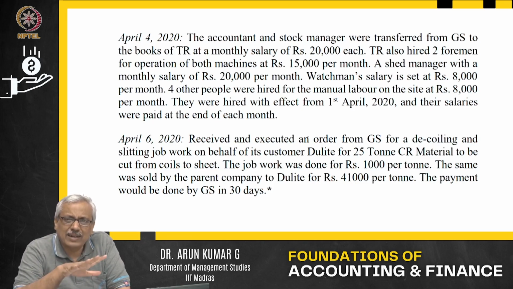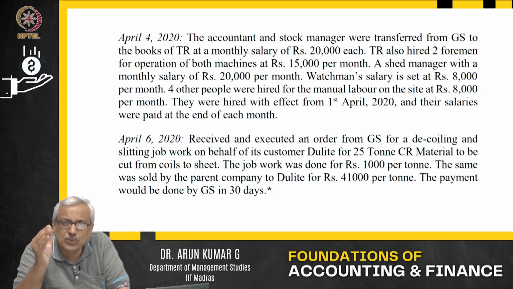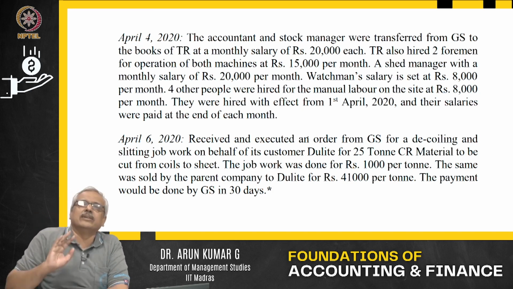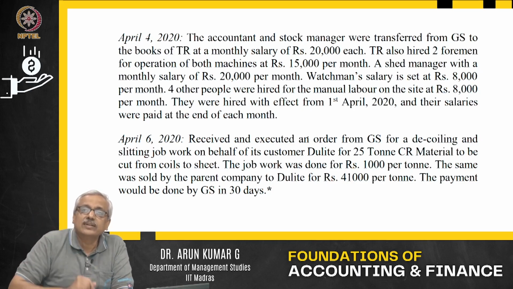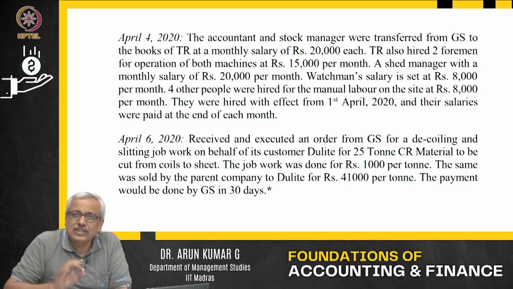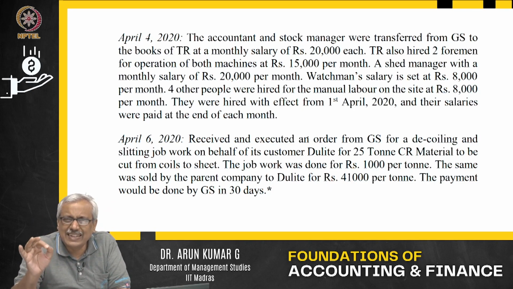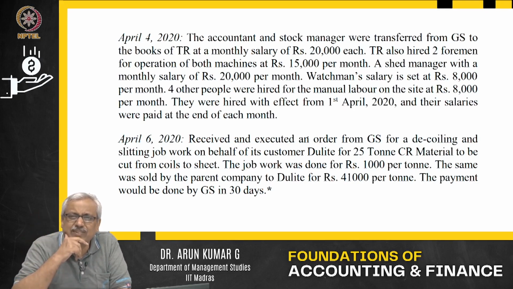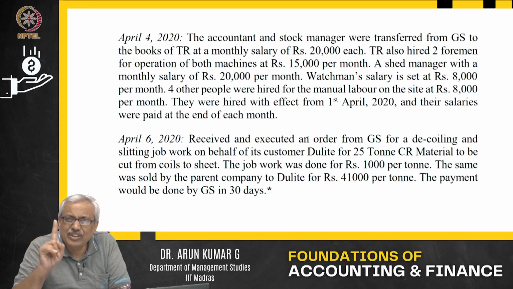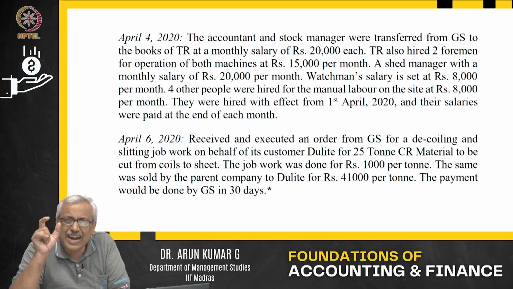Now what has happened? A job order you have received and you have executed that order on the 6th of April. Job work. That means what has happened? Once you have executed the order and delivered the order, executed means you have done the job and delivered the job, that means there is a revenue that has accrued. Sir, he has not paid. GS will pay 30 days later, no problem. That is where I use the word accrued.